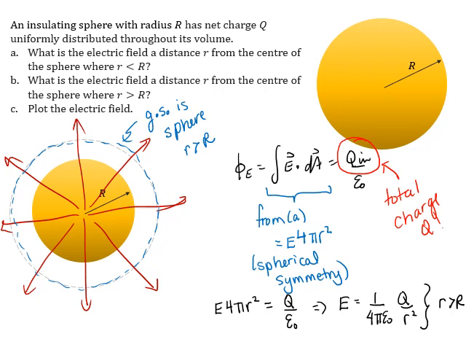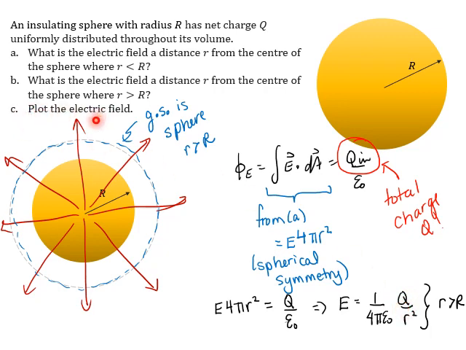So this is our electric field magnitude outside of the sphere. We've already drawn in our diagram that the direction is radially outwards. What we see when we're outside of our sphere of charge is that the electric field looks just like the electric field due to a point charge.